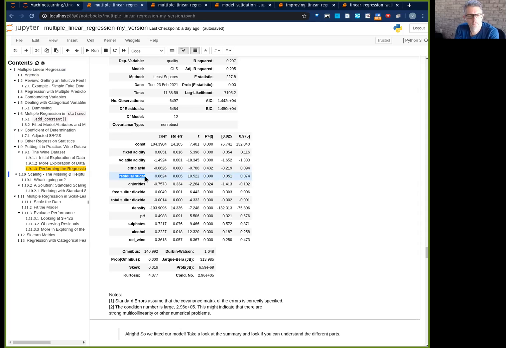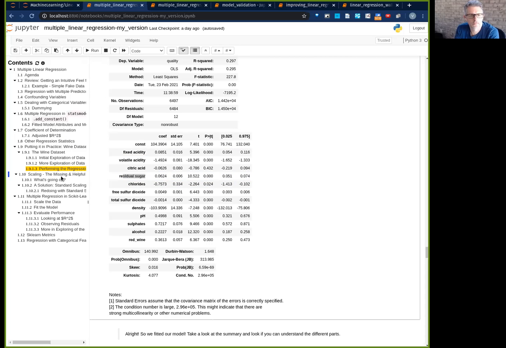So like a high residual sugar has higher quality, but maybe if you have high residual sugar and, let's say, a high fixed acidity, you actually drop in quality. So maybe those two together are not as ideal for quality. And so we'd actually ideally want something that interacts these two together.